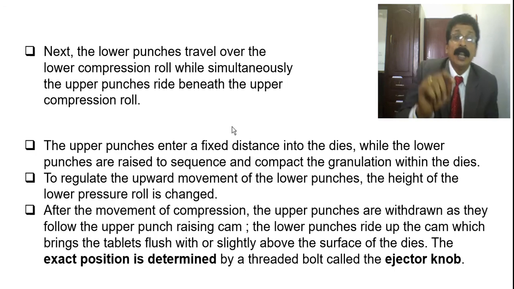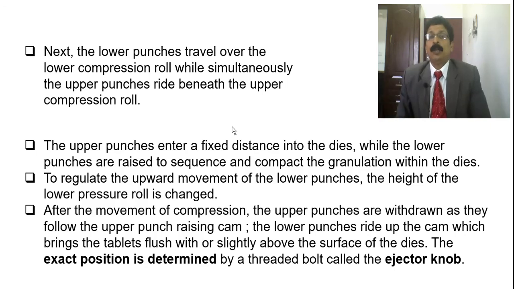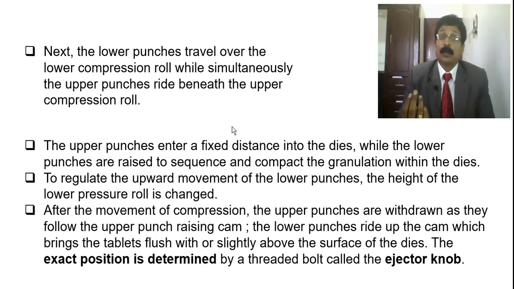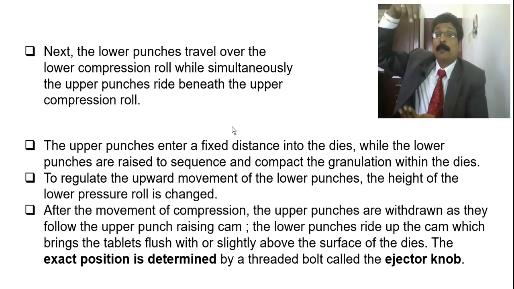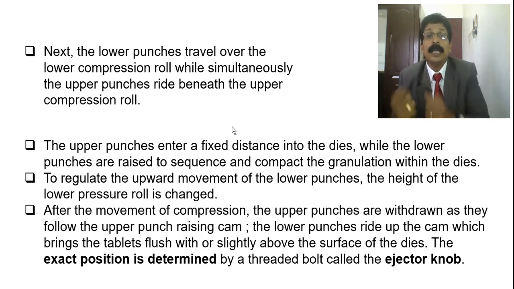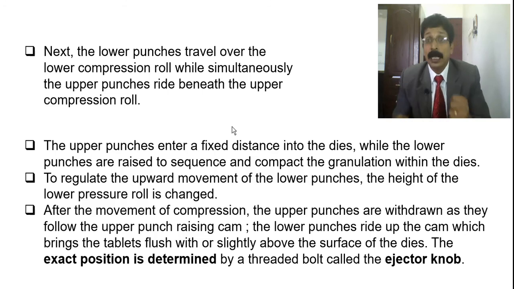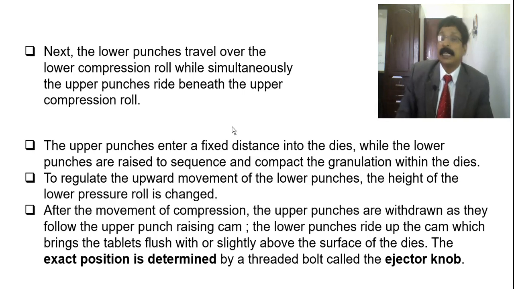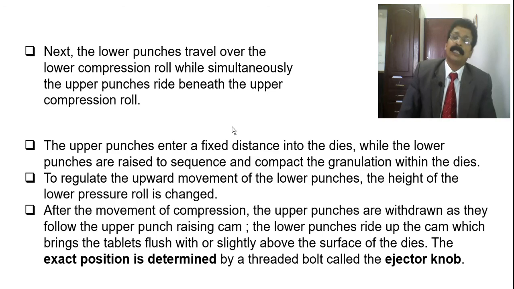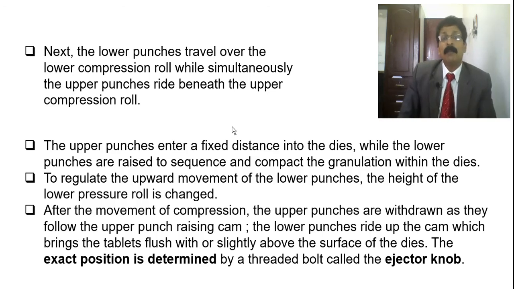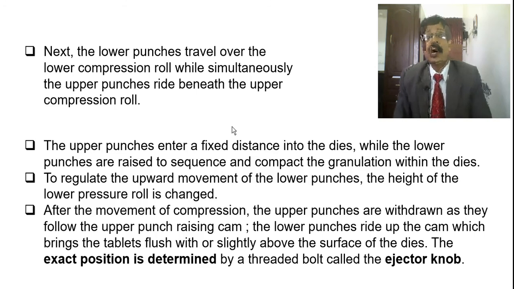To regulate the upward movement of the lower punches, the height of the lower pressure roll is changed. The height of the lower pressure roll is changed according to the ejection knob, and the pressure can be adjusted by the pharmacist. Very important: hardness and friability tests, everything they will check before starting the process, and they will adjust that knob for pressure as well as the lifting of the lower punch. After the compression, the upper punches are withdrawn.